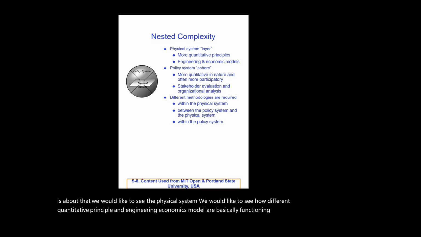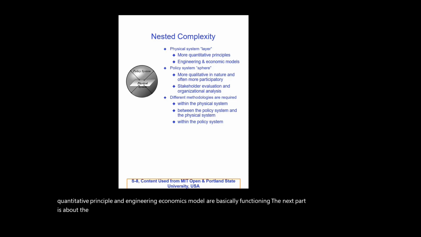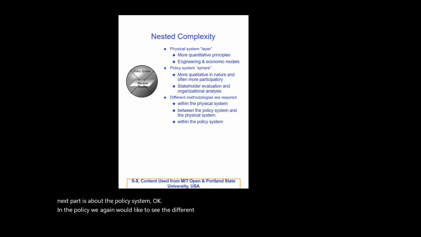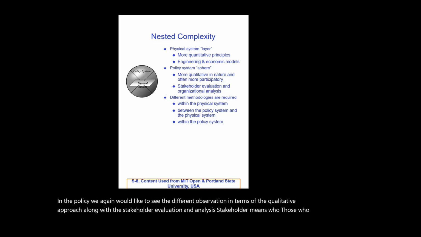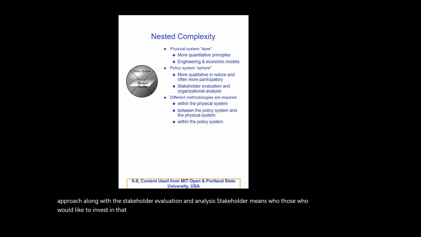The next part is about the policy system. In the policy, we again would like to see the different observations in terms of the qualitative approach along with the stakeholder evaluation and analysis. Stakeholder means who? Those who would like to invest in that specific project. Decision maker, okay? Those people who directly or indirectly benefit from that specific project.